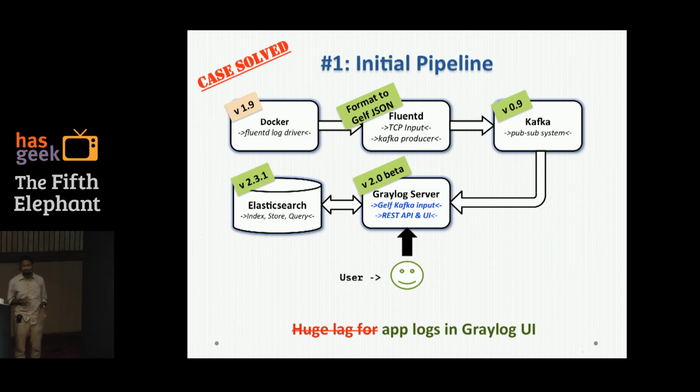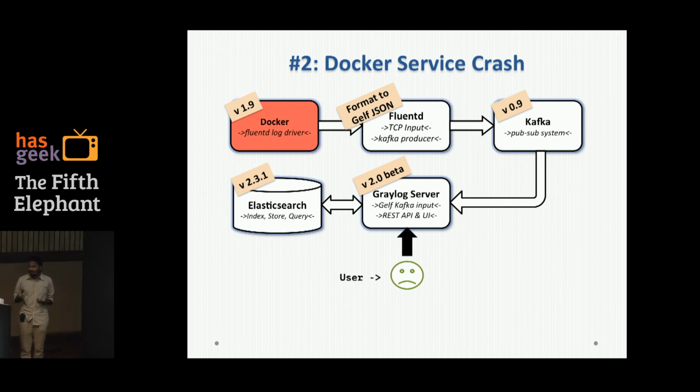Now, feature-wise, it looks very good. We did a POC and we had a journey. A few months back, we started exploring the alternative. We came up with a pipeline, and we thought it was great, but we ran into a lot of problems and learnings, which I'm going to share today. So this was the initial pipeline. We tested it on staging. It worked fine.